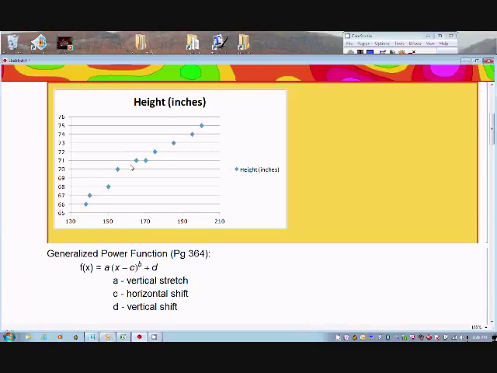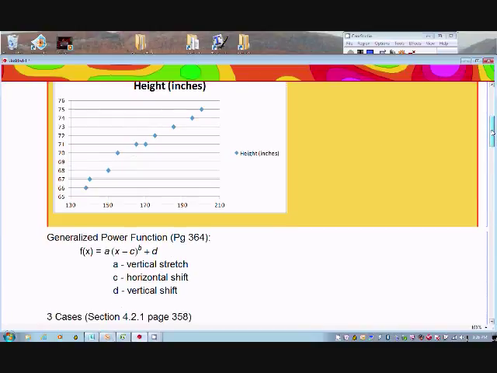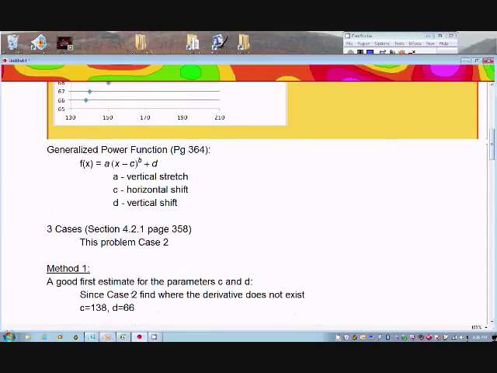Well, it's continuously moving up along here. So we'd probably go with our first point and say that if we drew a tangent line from this point, it would be straight up and down, and therefore there's no derivative. It would be the equivalent of a vertical asymptote. So we use this first point, which is the point 138 and 66, and that gives us our c and d values. So c equals 138 and d equals 66, since that is the point in this data set where the derivative does not exist.